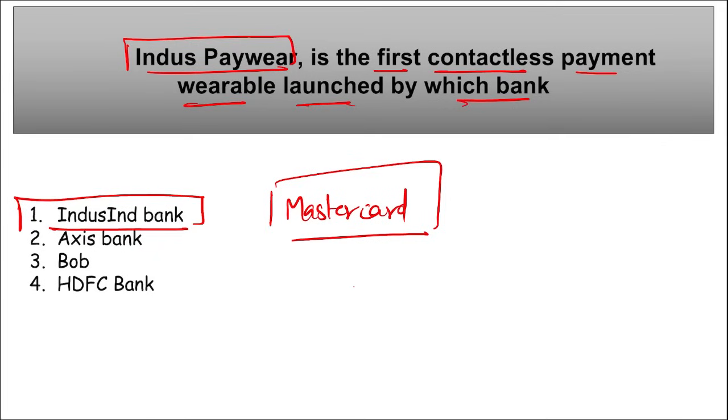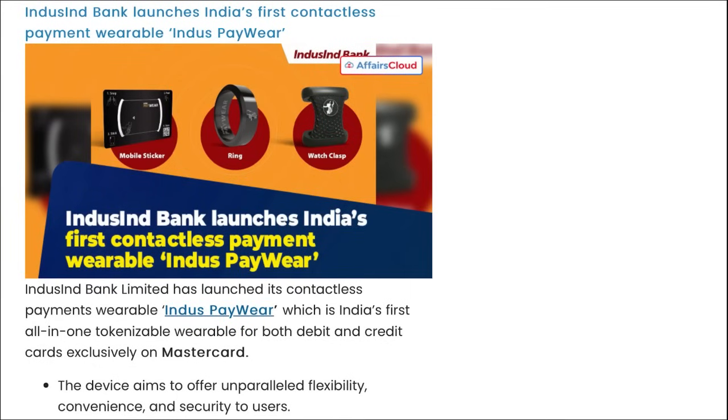This Indus Payware currently comes in 3 variants. It is a sticker, a watch, and a ring. This device can be used to make tap and pay transactions. In this Payware device, they are secured by NFC, that is near field communication enabled secure element technology. Here you can see IndusInd Bank has launched India's first contactless payment wearable in this Payware.